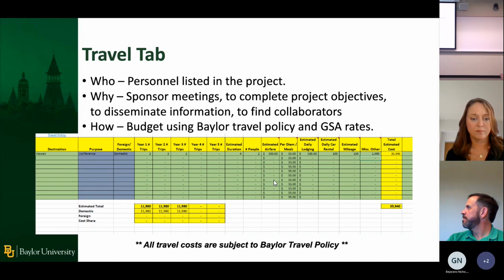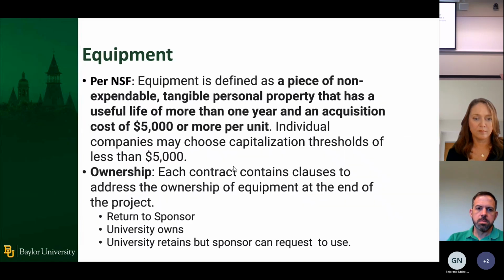And then also, whenever you're budgeting for your travel, be sure that you have mileage in there. If you think you're going to have to drive to Dallas, we need to be sure you have parking, Uber fees for getting around once you get wherever you're going, and then also your conference registration. Some of those are quite expensive. Okay, equipment. Does anyone have questions on travel before we move on to equipment?